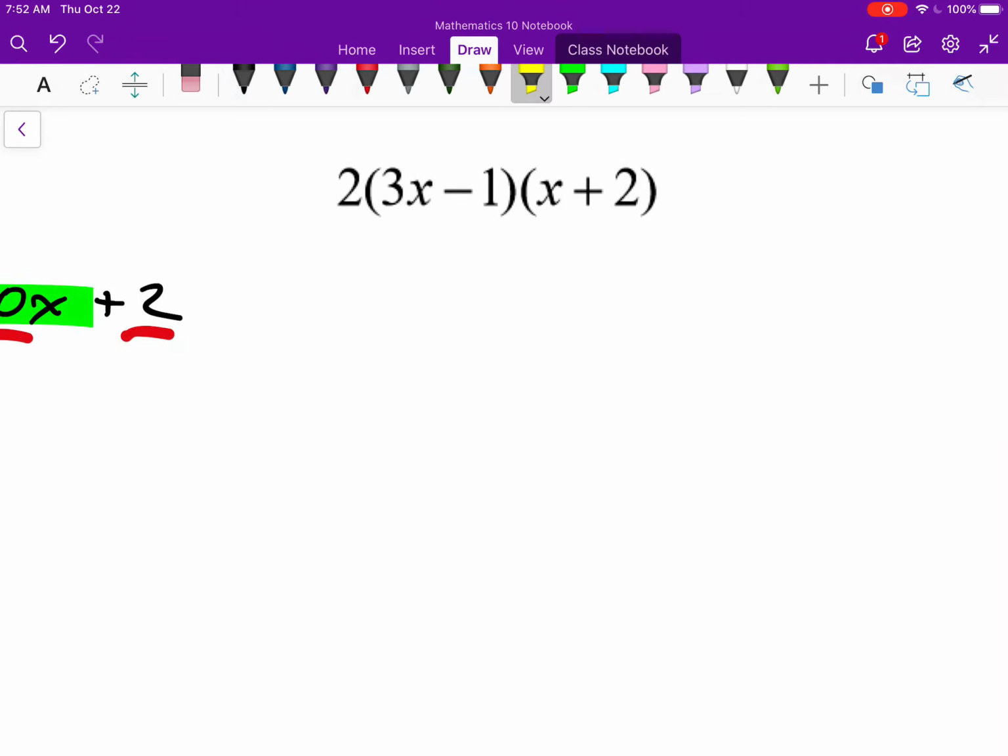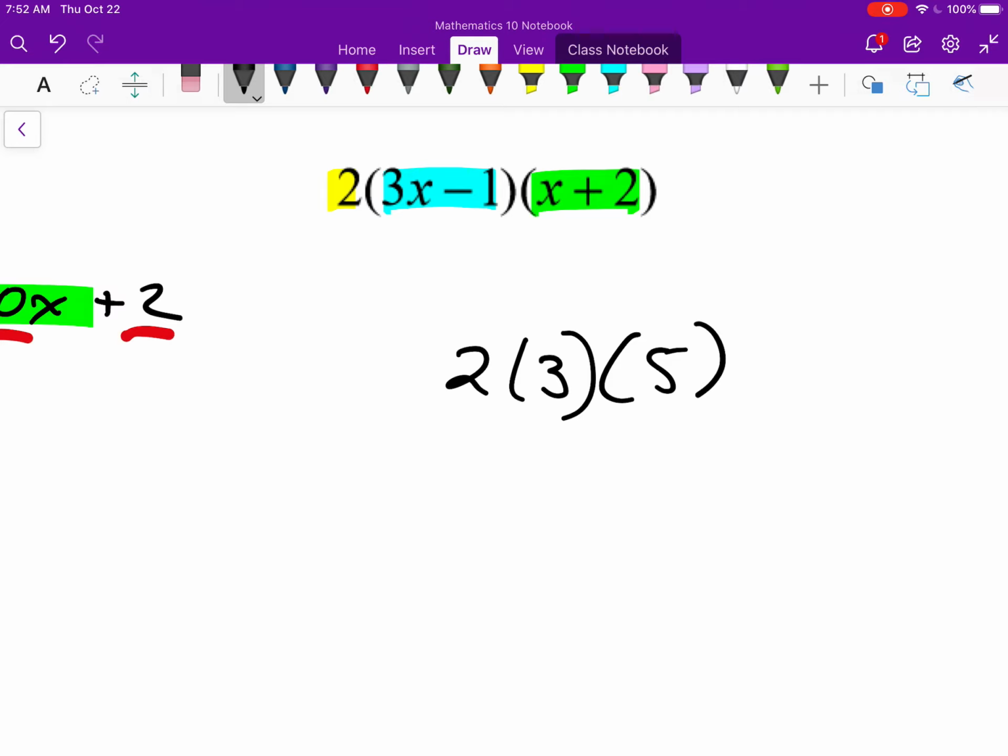I have basically 3 factors here. 2 times 3x minus 1 times x plus 2. I'm multiplying 3 factors together, 3 things together. Remember, when you multiply, it doesn't matter what order. For example, if I had 2 times 3 times 5, these are 3 factors as well. I could first go 2 times 3 and then multiply that by 5. Or I could go 3 times 5 and then multiply that by 2. Or I had other options as well. I can go 5 times 2 first and then multiply by 3. It all leads to the same thing.